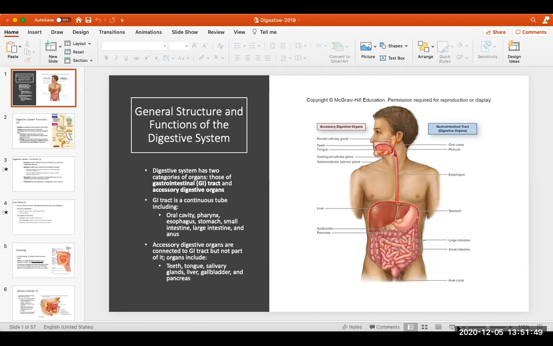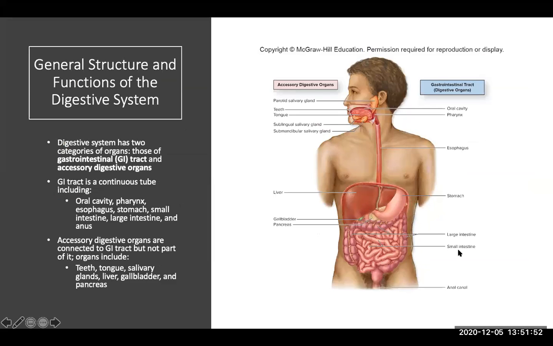Hi class, and welcome to the digestive system. This will be chapter 26 in your textbooks. We'll go over the general structure and functions of the digestive system, and hopefully this is a good review or supplement to all the digestive organs that you're learning in lab.